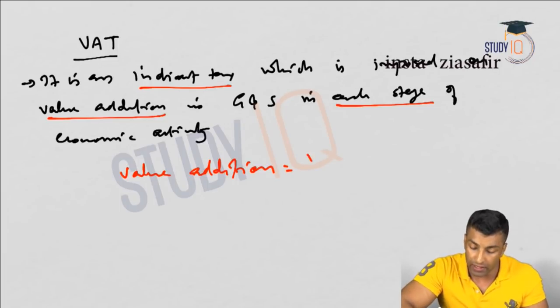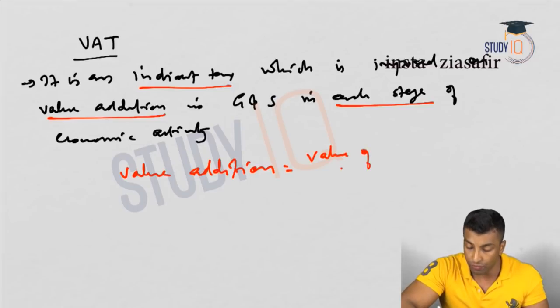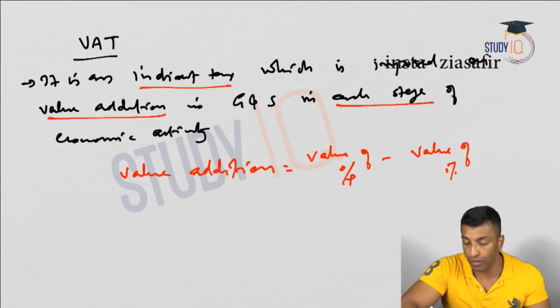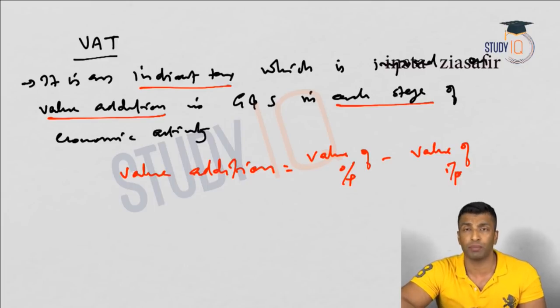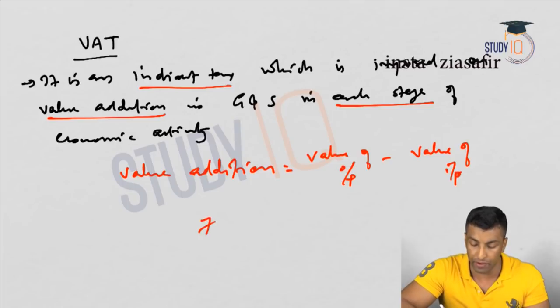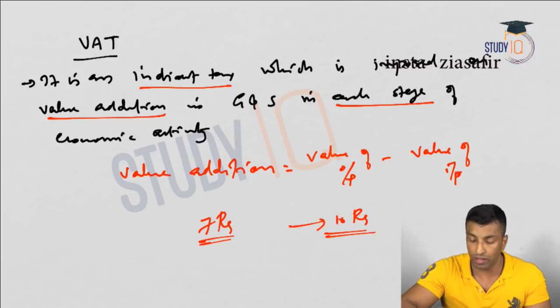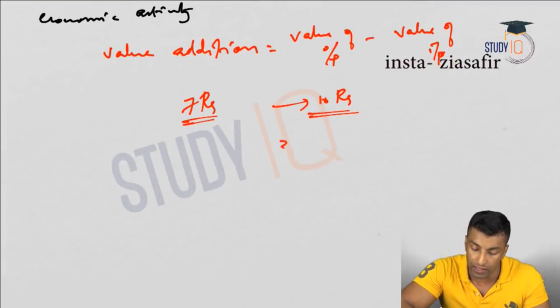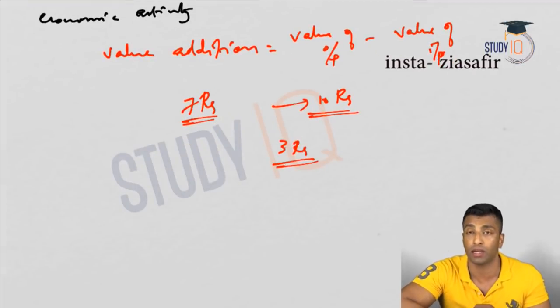Okay, so value addition is actually the value of output minus value of input. That means if a shopkeeper is buying an item, let's say at 7 rupees, and he is selling this at 10 rupees, okay, so he will be taxed for this 3 rupees. So this 3 rupees extra only, that is what we are actually talking about.